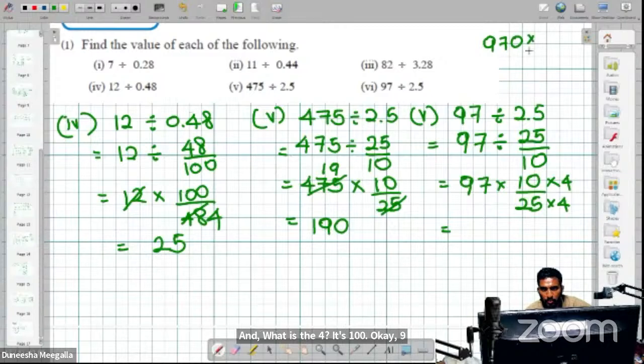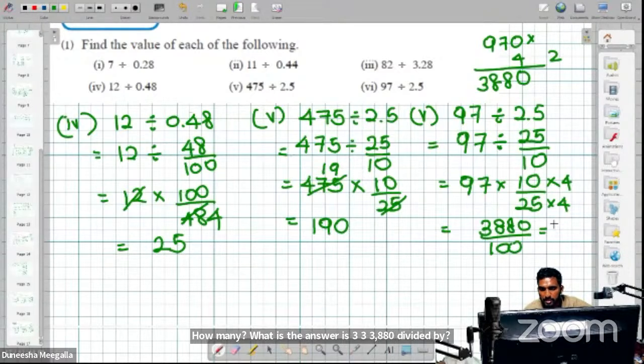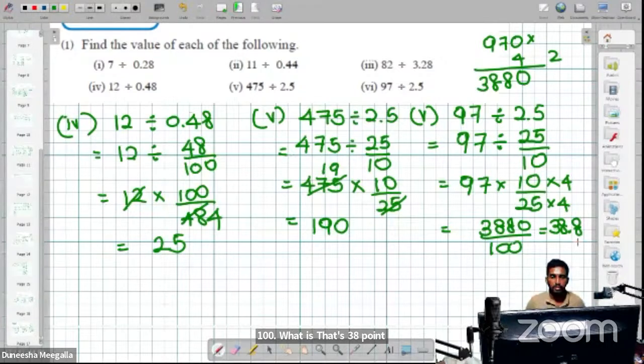970 multiplied by 4, what is the answer? 3880. 3880 divided by 100, what is the answer? 38.8. Okay. After you finish writing, raise your hand.